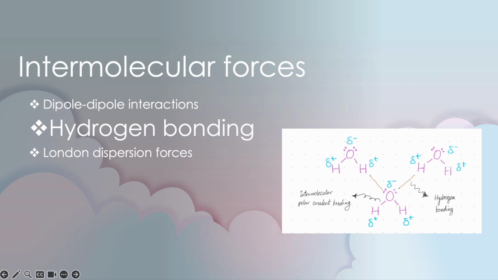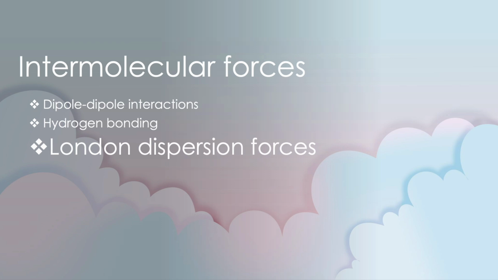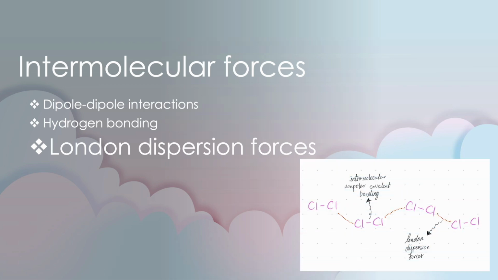Lastly, we have the London dispersion force. It goes under the category of van der Waals forces. These are the weakest of the intermolecular forces and exist between all types of molecules, whether ionic or covalent, polar or nonpolar. The more electrons, the stronger the London dispersion forces are. Bromine has more electrons than chlorine, so it has a higher boiling point. And it's somehow a temporary bond. You can see it here. This one is an intramolecular nonpolar covalent bond, but this one is a London dispersion force.